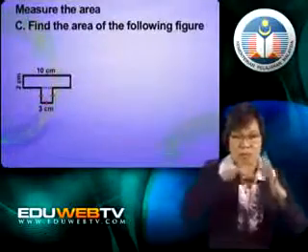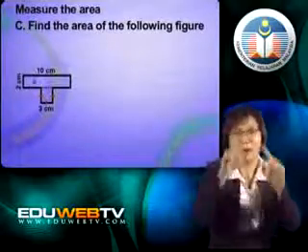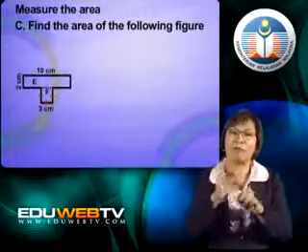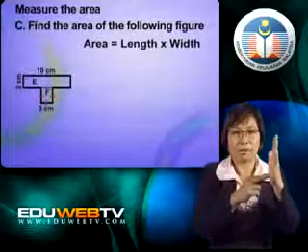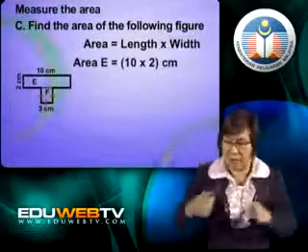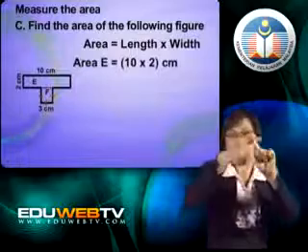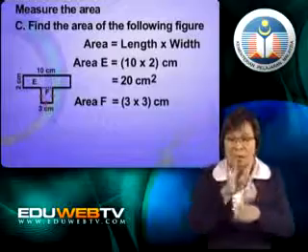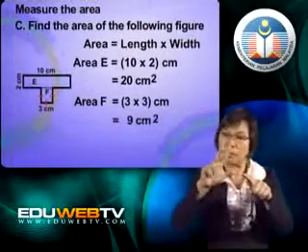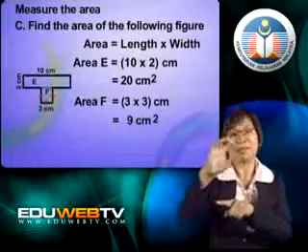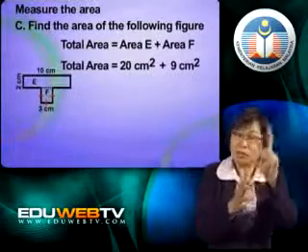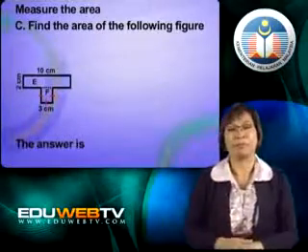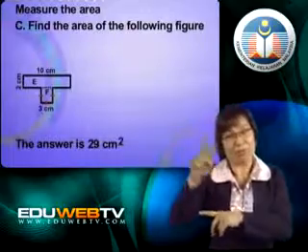We begin the calculation by simplifying it into a rectangle, which area we shall name E, and the square we name F. The rule is area equals length multiplied by width. Area E is 10 centimeters multiplied by 2 centimeters is equal to 20 centimeters square. Area F is 3 centimeters multiplied by 3 centimeters is equal to 9 centimeters square. Add it up. 20 centimeters square plus 9 centimeters square equals 29 centimeters square. The answer is 29 centimeters square.